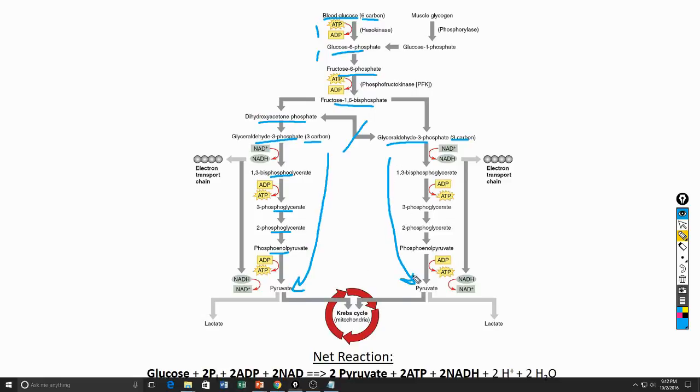Okay, so if we look at the net equation, 1 glucose comes in, 2 phosphates, 2 ADP, and 2 NAD. And we're going to talk about NAD a little bit later. And then from it, we're getting 2 pyruvates, 2 ATP, 2 NADH, 2 free hydrogens, and 2 water molecules. So we are creating water here.